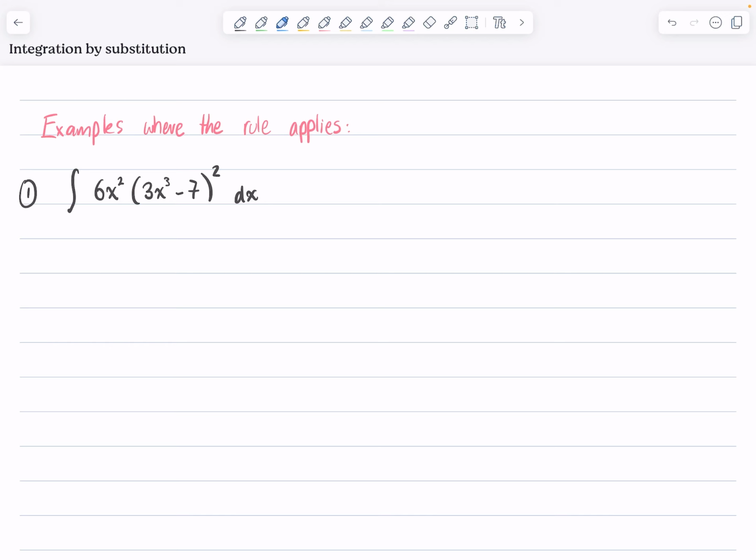Okay, so in this lesson, we're going to be looking at another integration technique. In this case, it's integration by substitution. You can think of this as the integration version of the chain rule when you're deriving functions, because we're going to be doing a substitution with the variable u.